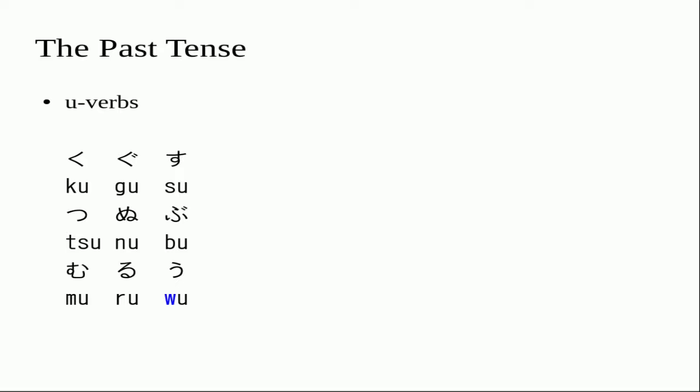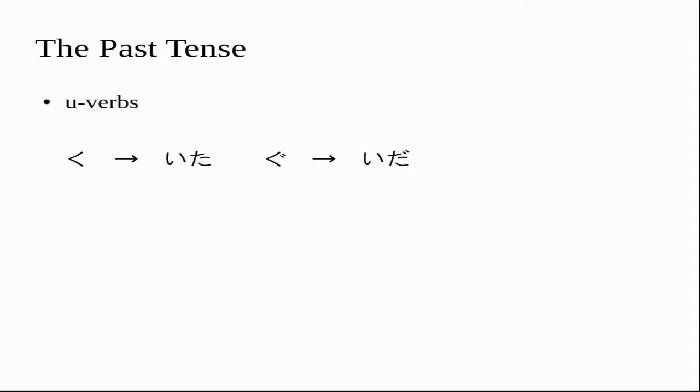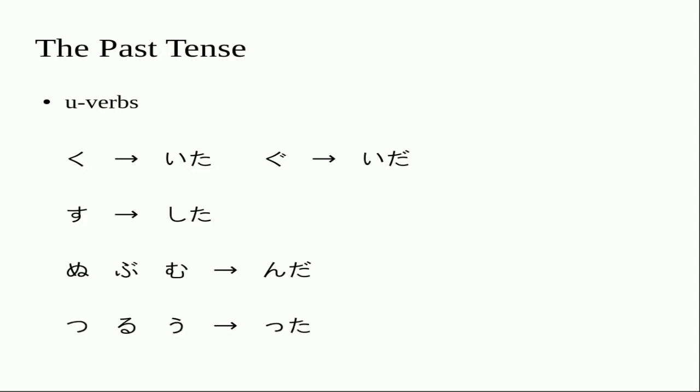So how that actually looks is that ku becomes ita and gu becomes ida. The ku, which is not voiced, becomes ita, and gu, which is voiced, becomes ida. So the ta just gets voiced, no big deal. Now su, on the other hand, becomes shita. So the second group is su. And of course, the third group, we have nu, bu, and mu, and those just become nda. And last but not least, the fourth group, we have tsu, ru and u, and those become this small tsu and ta. So there's that pause and then ta.